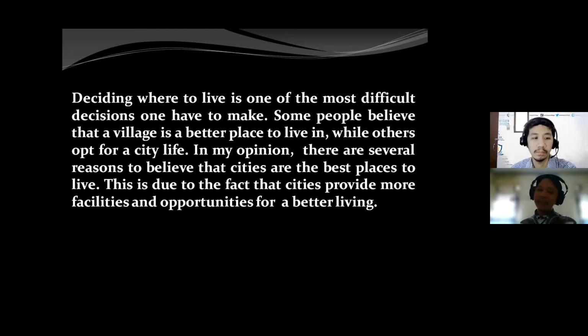Now let's connect this with my previous points. My first point, what to consider in your introductions. I've looked at my very first sentence: deciding where to live is one of the most difficult decisions one has to make. It's quite general. It's true for everyone. I don't mention any specific details. Just the topic today is about deciding where to live. That's it. As simple as that.